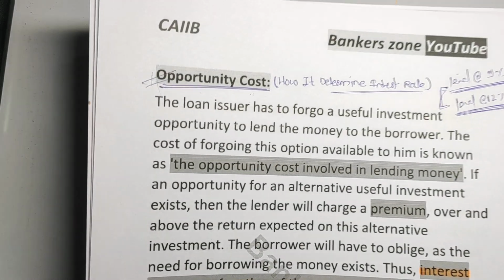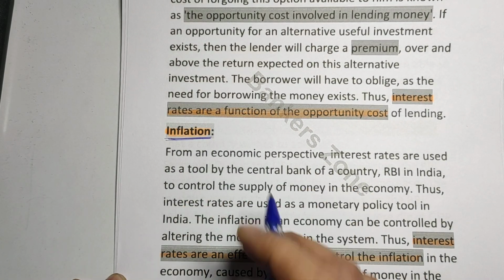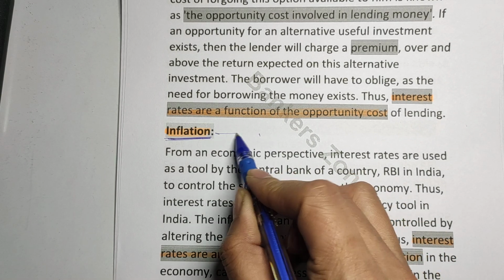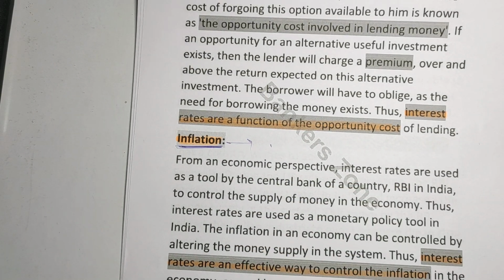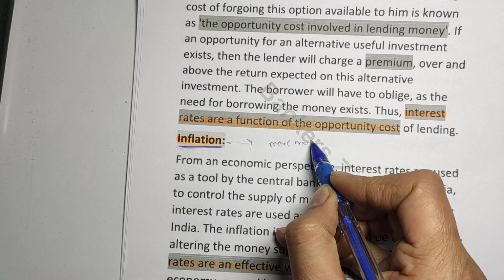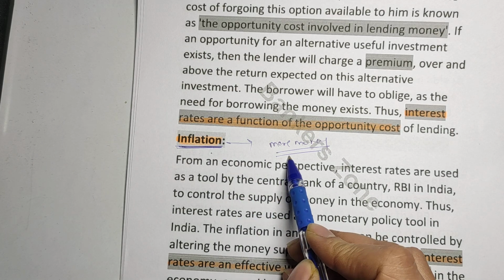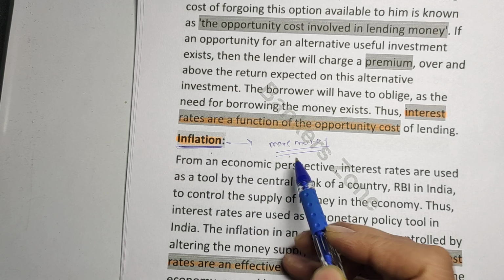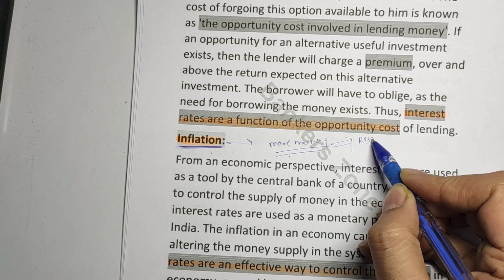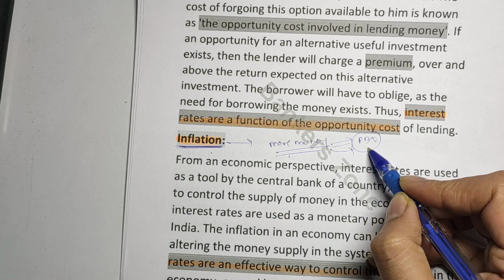Another important thing is inflation, and how inflation affects the determination of the interest rate. See friends, if inflation is more, why is inflation more? Because there is more money in the market. If there is more money in the market, then inflation will be more. To control the inflation, what will RBI do? RBI will suck money from the market, right? That means RBI will increase the reverse repo rate.